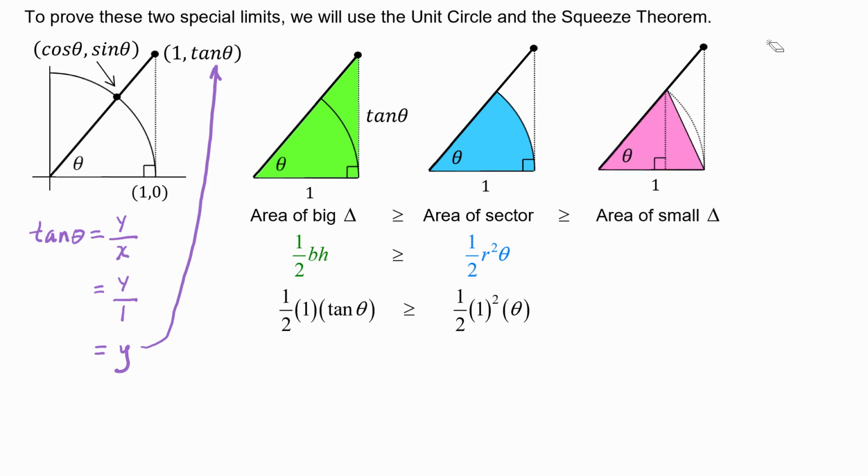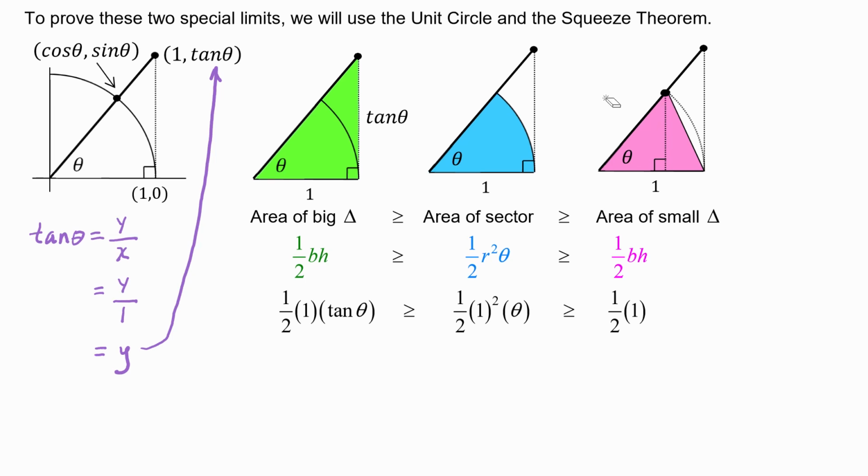To find the area of the small triangle, we can use 1/2 base times height. Now the base is 1, so we can fill that in. The height will be the y value of this point right here. And if we relate that back to the original drawing, that's this point here, and the y value is sine of theta. So that means this height is sine theta. And we can go ahead and fill that in.